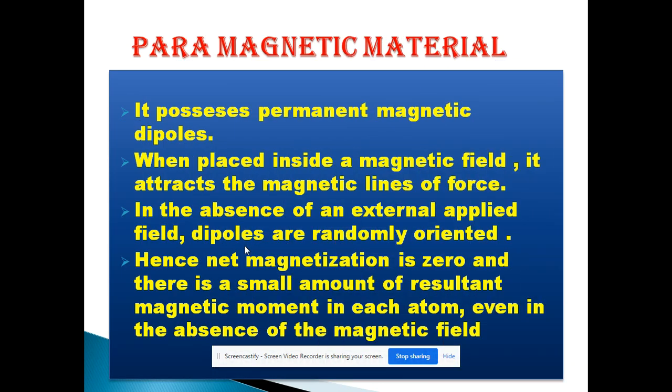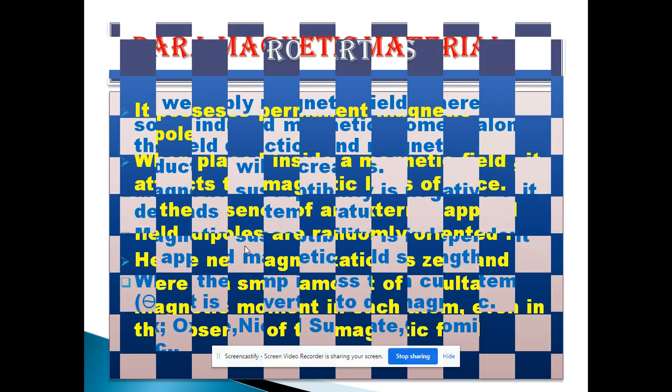And paramagnetic materials possess permanent magnetic dipoles. When placed in a magnetic field, they attract the magnetic lines of force. But in the absence of an external magnetic field, all the dipoles are randomly oriented and the net magnetization is zero. When a small magnetic field is applied, there is a small resultant magnetic moment. Sometimes even in the absence of a magnetic field, a small magnetic moment is present.